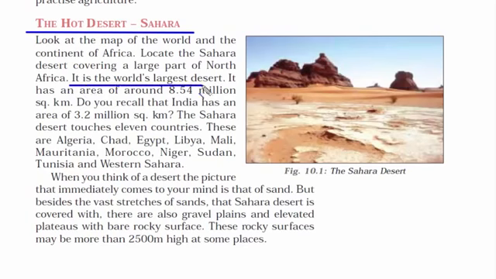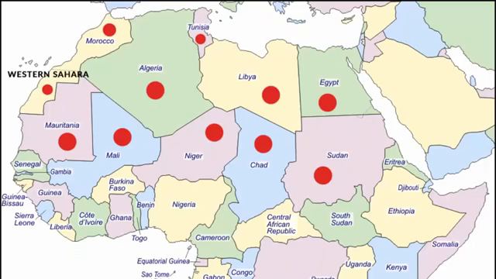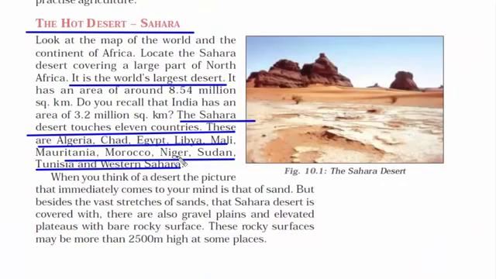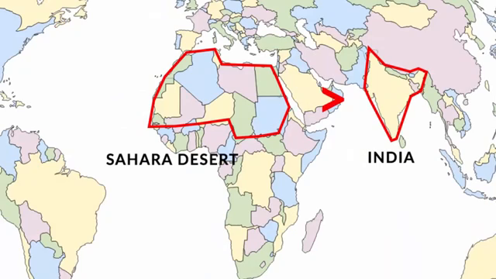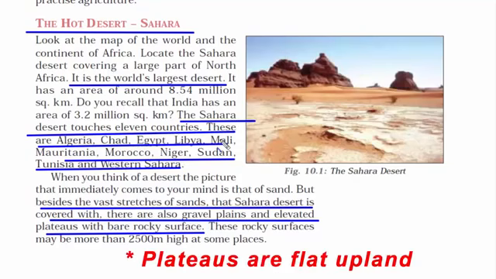It is the world's largest desert. The Sahara Desert touches 11 countries. I'll just show it to you on a map. These are Algeria, Chad, Egypt, Libya, Mali, Mauritania, Morocco, Niger, Sudan, Tunisia, and Western Sahara. The total area of the Sahara Desert is more than the total area of India. That's how big it is. Here the deserts not only have sand, they are covered with gravel plains, that is stones and rocks. They also have elevated plateaus, which is the upland and that too flat.